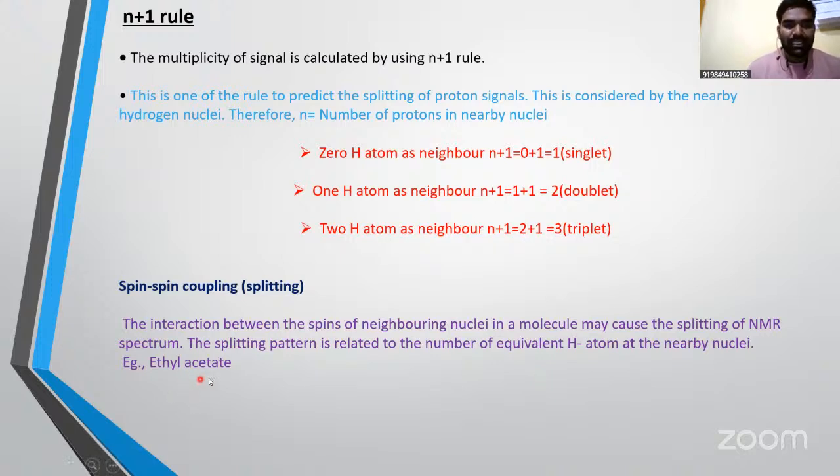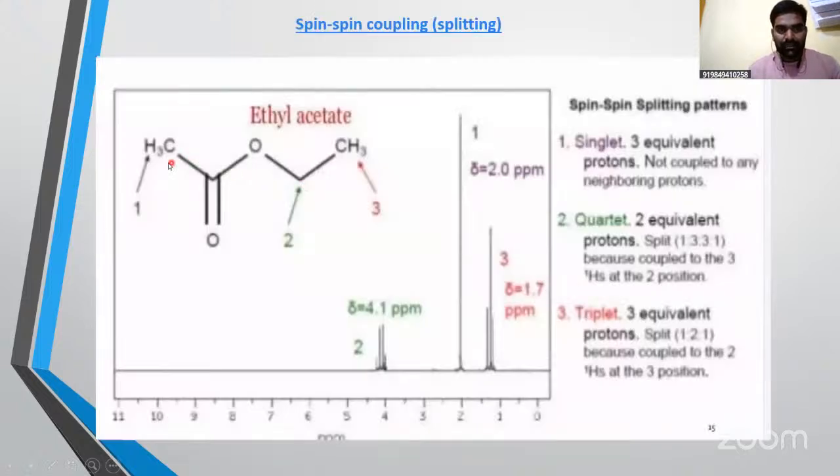You can take the example of ethyl acetate for the spin coupling. You can observe here there are three hydrogens here, three hydrogens here, and another two hydrogens. You can see the splitting pattern. The first one is a singlet, three equivalent protons, not coupled to any neighboring protons. So here there is no coupling of these protons.